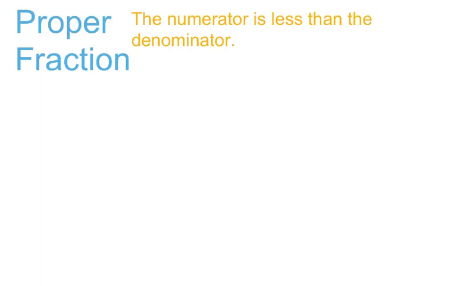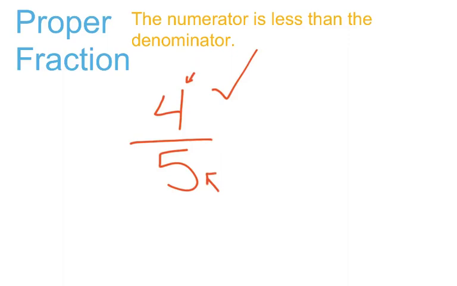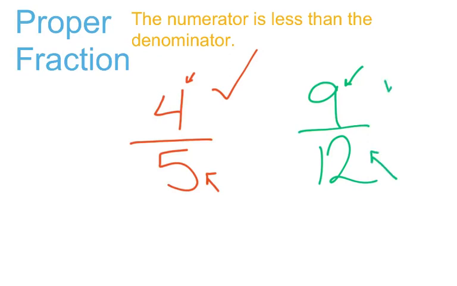Alright, vocab time. A proper fraction. Proper fractions are fractions where the numerator is less than or smaller than the denominator. For example, 4/5 is a proper fraction because 4, my numerator, is smaller than 5. 9/12 is a proper fraction because my numerator, 9, is smaller than my denominator, 12.